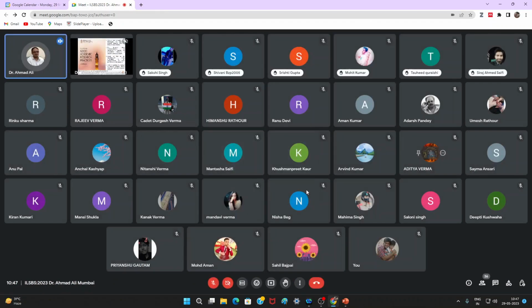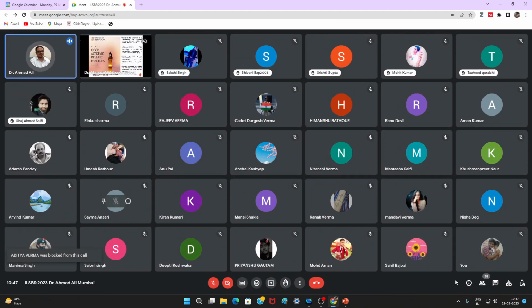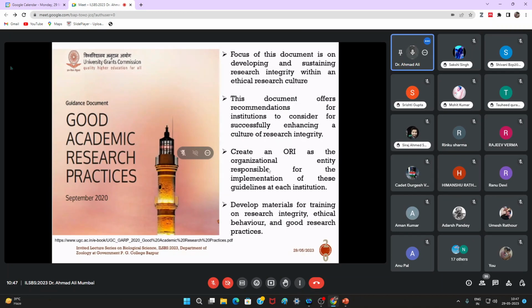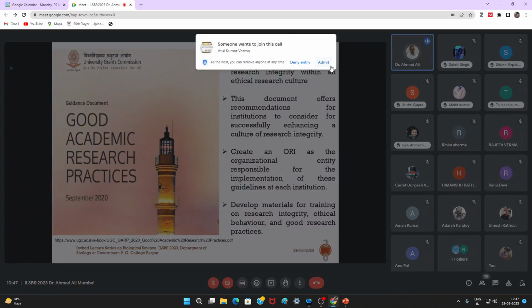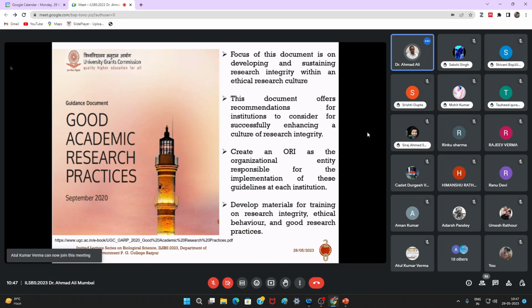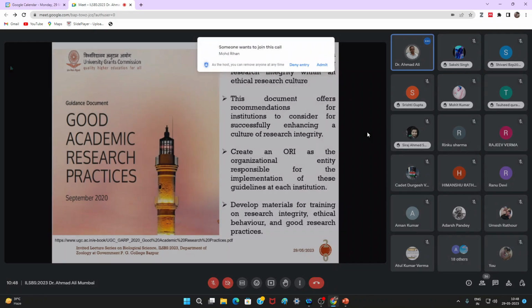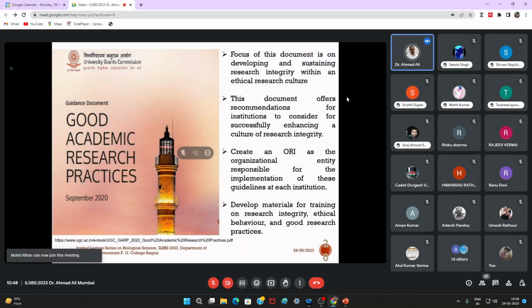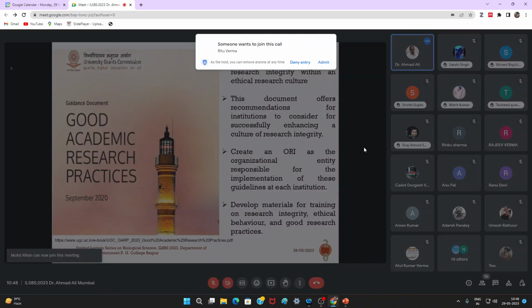So this guideline can be downloaded, and it is a 120-page document which details the research practices at all levels, at the administrative level, at the researchers' level, at the student level. The focus of this document is on developing and sustaining research integrated within an ethical research culture in higher education institutions. This document offers recommendations for institutions to consider for successfully enhancing a culture of research integrity, create an Office of Research Integrity as the organizational entity responsible for the implementation of these guidelines at each institution, and develop materials for training on research integrity, ethical behavior, and good research practices.